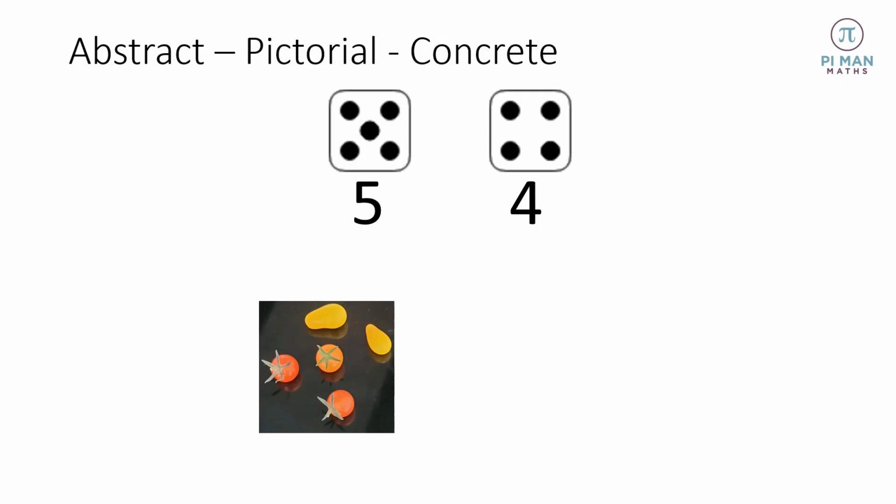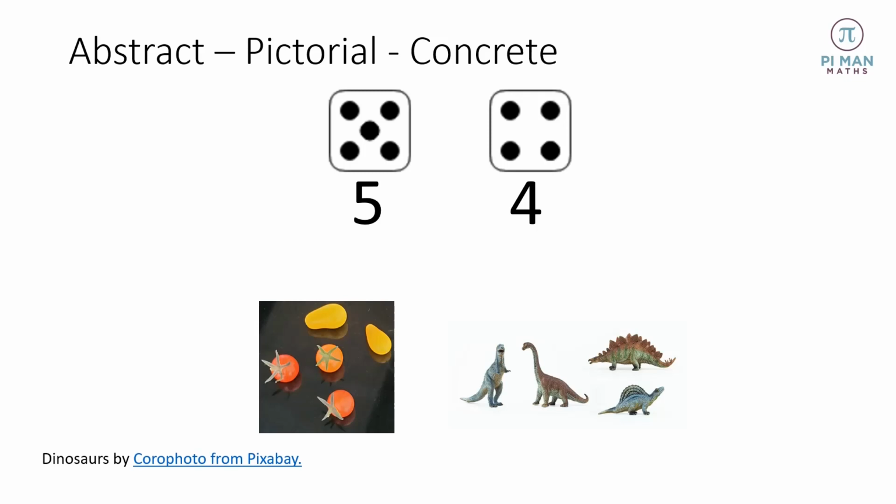Even better than a picture is a concrete representation. Here are some tomatoes I picked from the garden the other day. Or you could use plastic toys, plastic dinosaurs in this case. And then of course we have a name for them. We call them 5 and we call them 4. Okay, so those are the representations. That's what I mean by a representation.